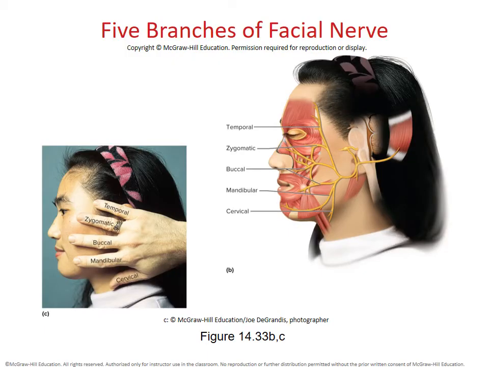There are 5 named branches of the facial nerve, just like there were 3 named branches of the trigeminal nerve, but that's not on our list of terms, so we're not going to worry about that.